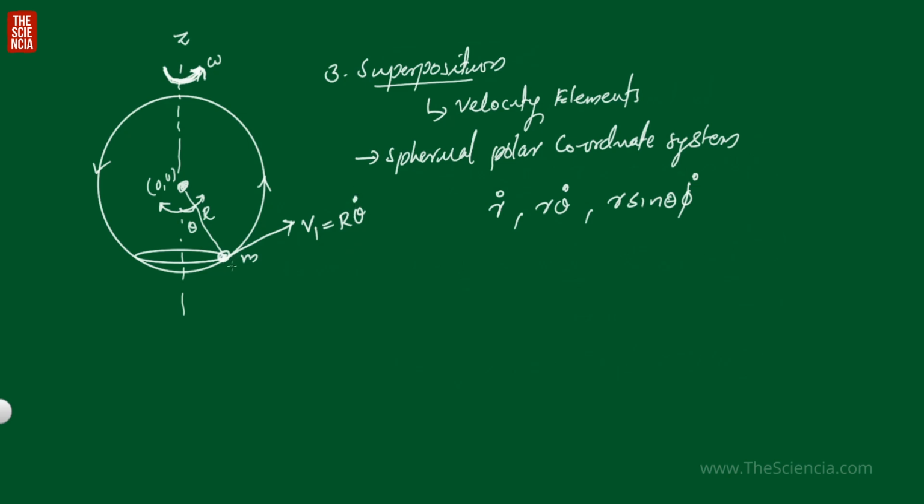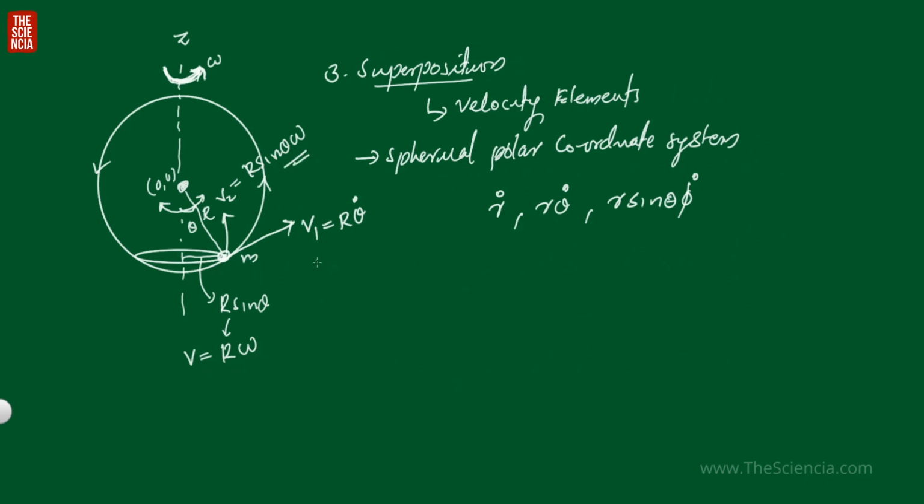And you can see this mass is rotating about the z axis, so there will be a velocity vector in the direction into the plane of the paper. So this velocity vector v2 will be equal to r sine theta omega, because this perpendicular distance is r sine theta. Therefore the velocity v is equal to r omega. Here this r is r sine theta, so the linear velocity will be r sine theta omega.